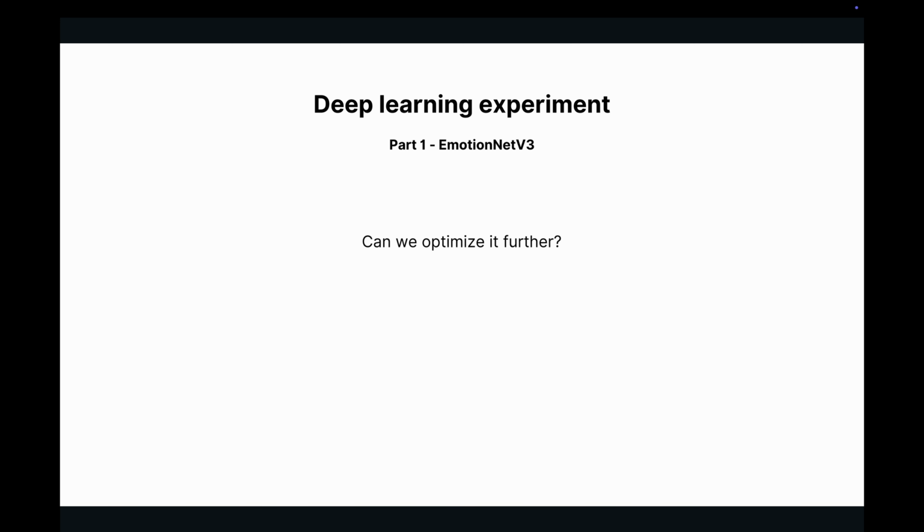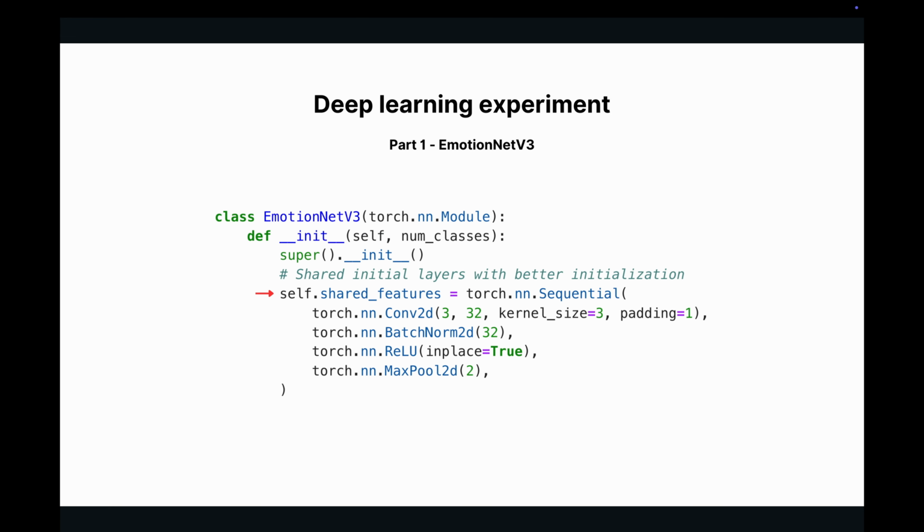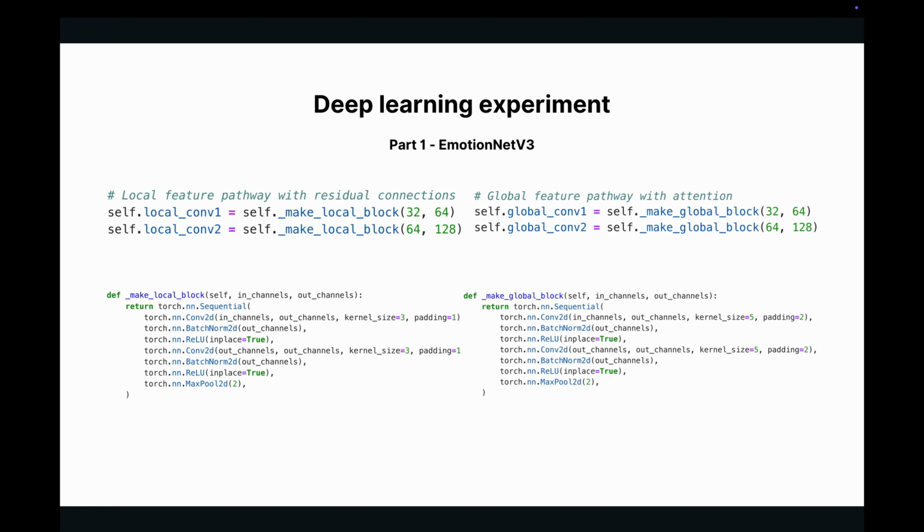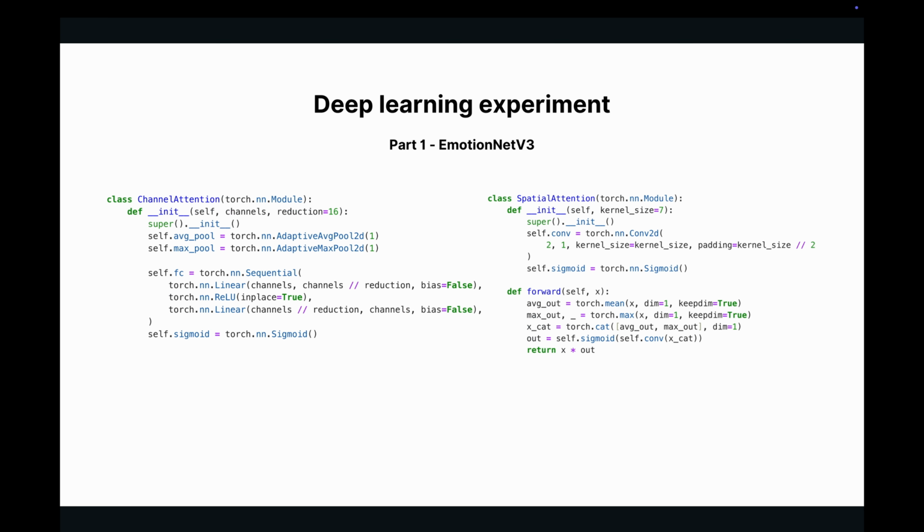One last optimization we can make is to create an even smaller model with faster inference time. We can combine concepts from V1 and V2 to generate V3. EmotionNet V3 starts with shared features to save space. Local and global blocks are inspired by V1 and use smaller and larger kernels respectively. Instead of self-attention, we have channel and spatial attention, focusing on channel and spatial-wise feature importance.